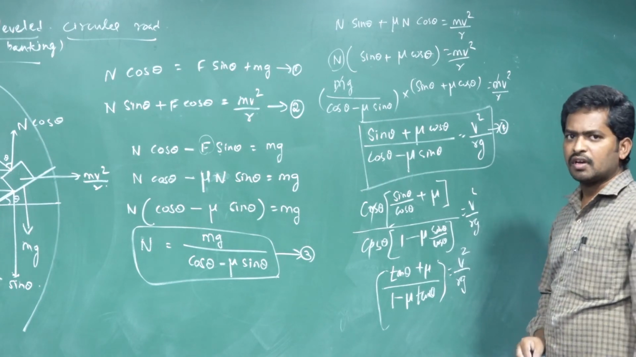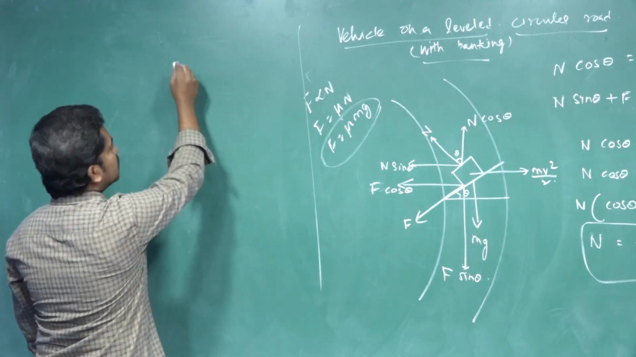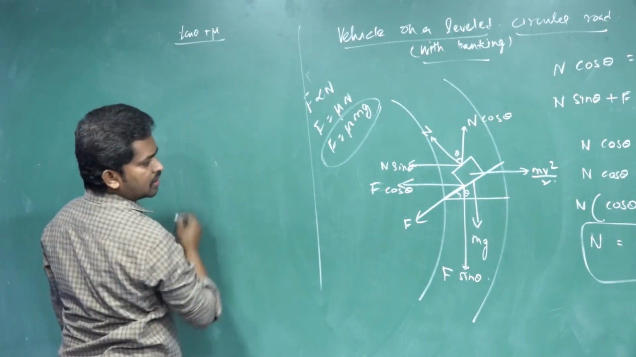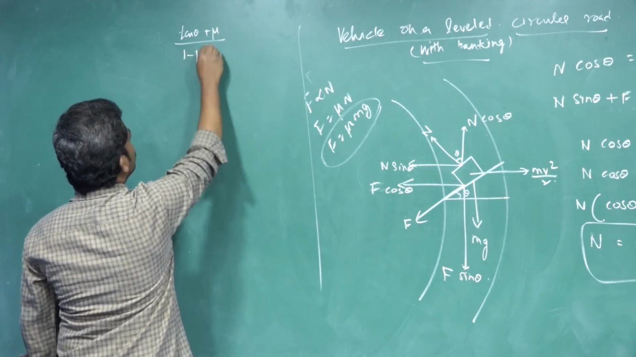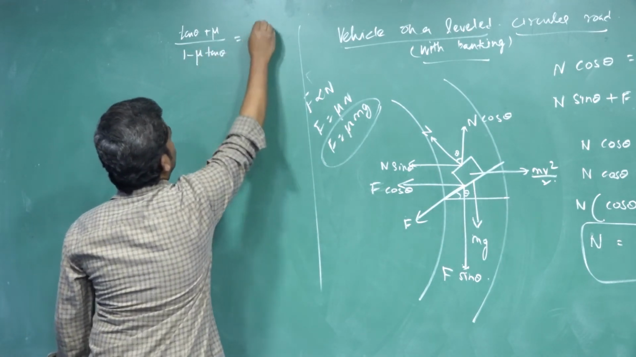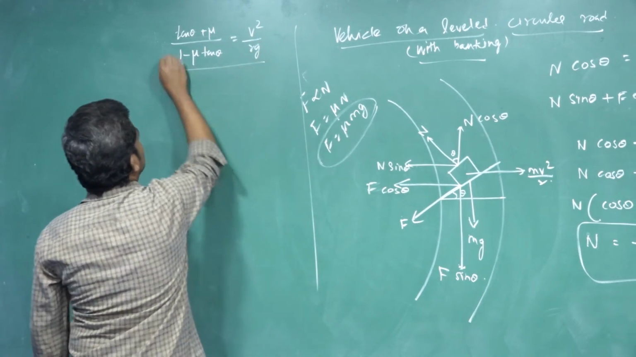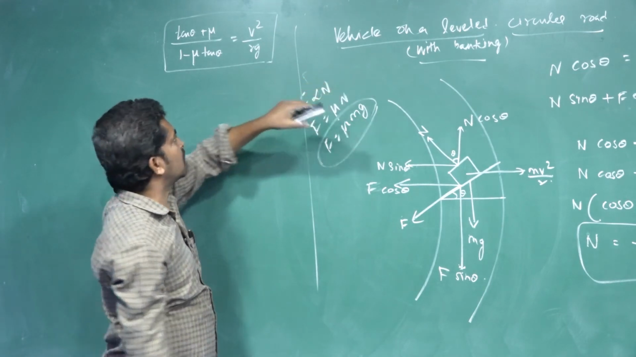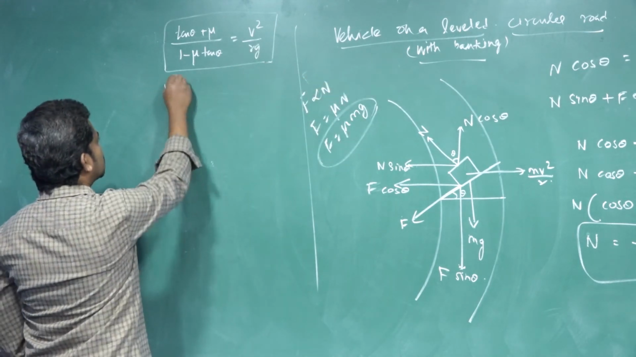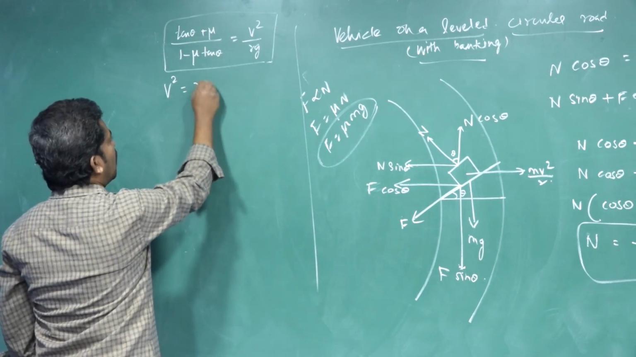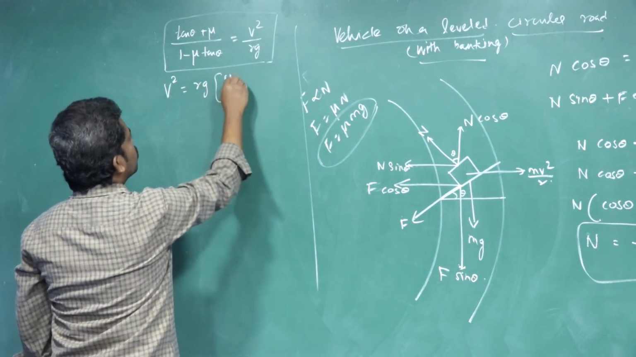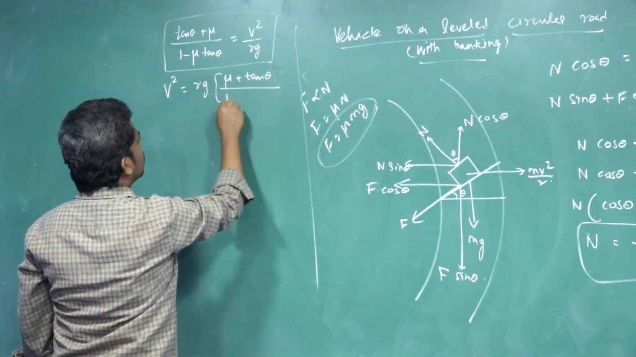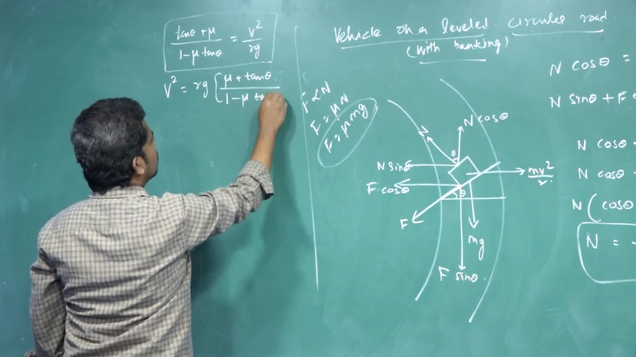V square divided by rg. Here (tan theta plus mu) divided by (1 minus mu tan theta) is equal to v square divided by rg. This is the maximum velocity condition for a vehicle on a level circular road with banking. V maximum squared is equal to rg times (mu plus tan theta) divided by (1 minus mu tan theta).